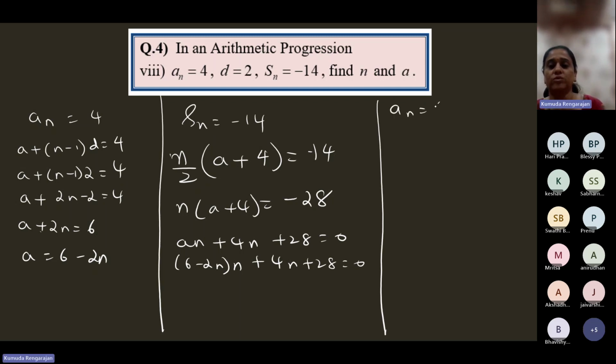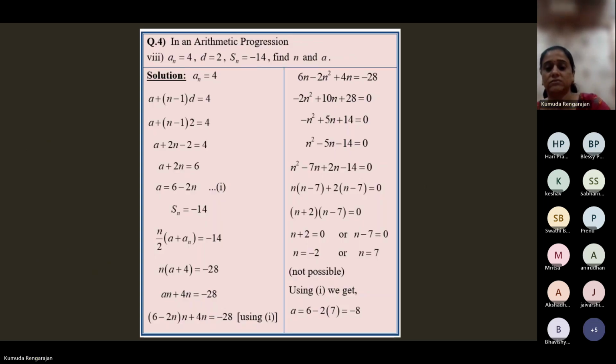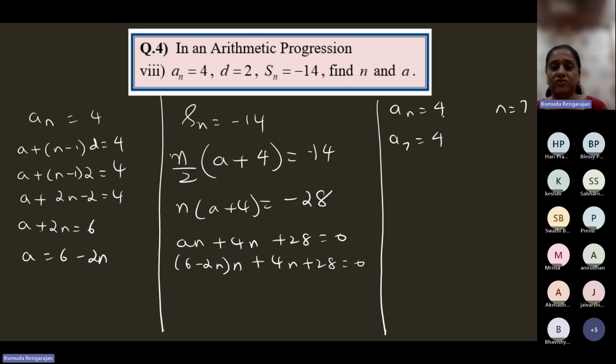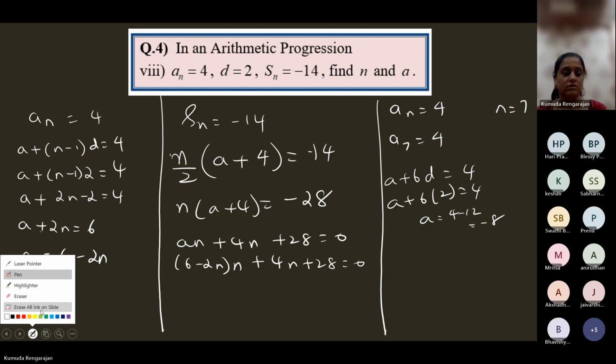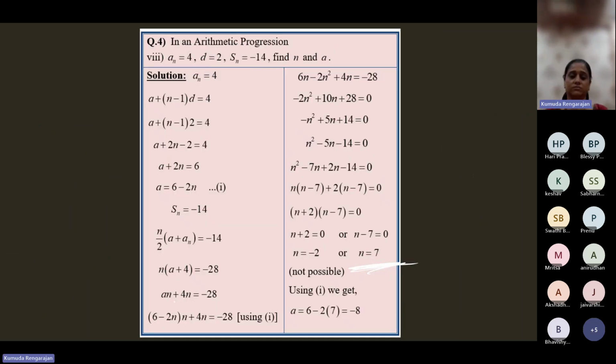Once you find the value of n, it's easy to find the value of a. an is 4, but n is 7, so that means a7 is 4. So a plus 6d is equal to 4. So a plus 6 into 2 is equal to 4. So a is equal to 4 minus 12, which is minus 8. I'll give you some time to go through this answer, children.